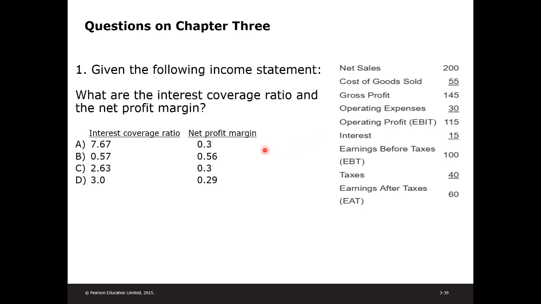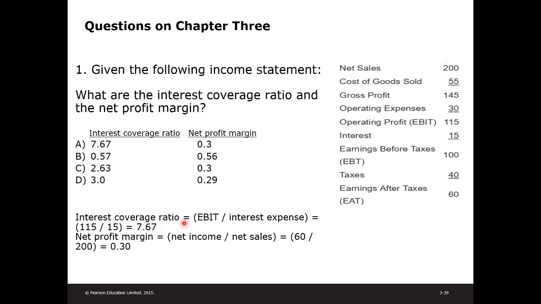And to calculate the net profit margin, we need to get the earnings after taxes, the EAT, or net profit, and divide it by the sales. So we need to divide 60 by 200 in order to get the net profit margin. As we see here, interest coverage ratio will be equal to 7.67, and net profit margin will be 60 divided by 200. So the answer will be 0.3, or 30%. So the answer here would be A.